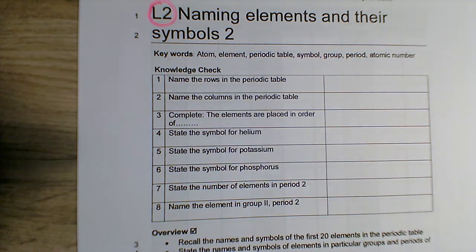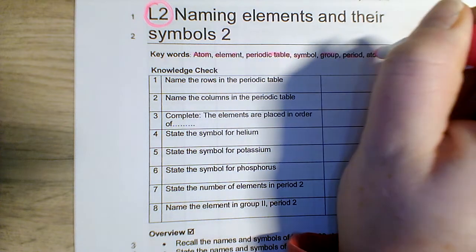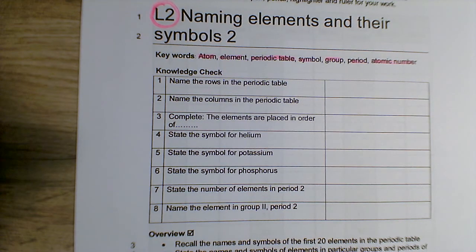A continuation on elements and their symbols. Same keywords: atom, element, periodic table, symbol, group, period and atomic number, all vitally important. Okay, today's knowledge check is not true or false. You can use your periodic table to help you, which you'll find in the booklet. Pause the video now and complete the 8 questions on the knowledge check.